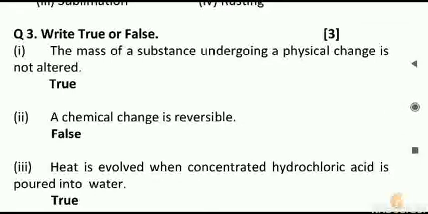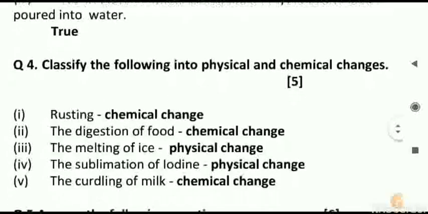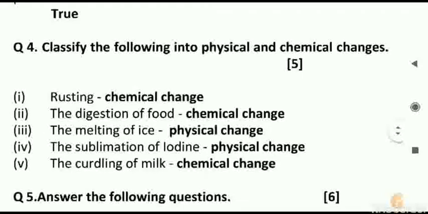Next, question number 3, we have write true or false. First one, the mass of the substance undergoing a physical change is not altered. That is true, it remains fixed only. It is not altered means it does not change. Second one, a chemical change is reversible. That is false, chemical change is irreversible. Third part, heat is evolved when concentrated hydrochloric acid is poured into water. Yes, answer is true.